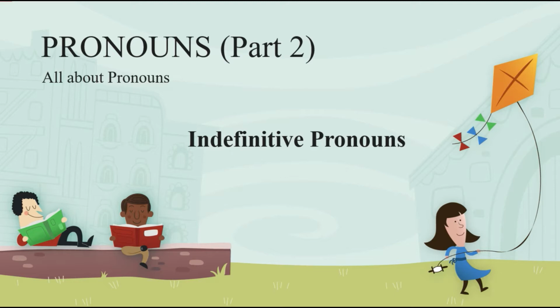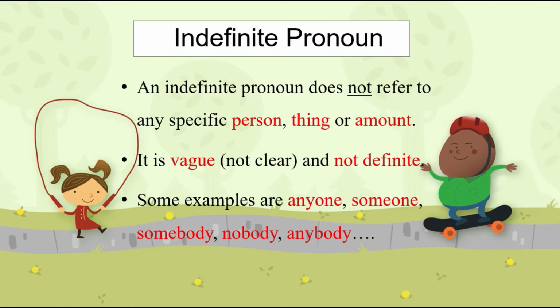Let's take a look into pronouns. For today, we will discuss indefinite pronouns. So let's start. Now what do you understand by an indefinite pronoun? An indefinite pronoun does not refer to any specific person, thing or amount. It is vague, means not clear and not definite. Some of the varied examples are anyone, someone, somebody, nobody, anybody, somewhere, etc.